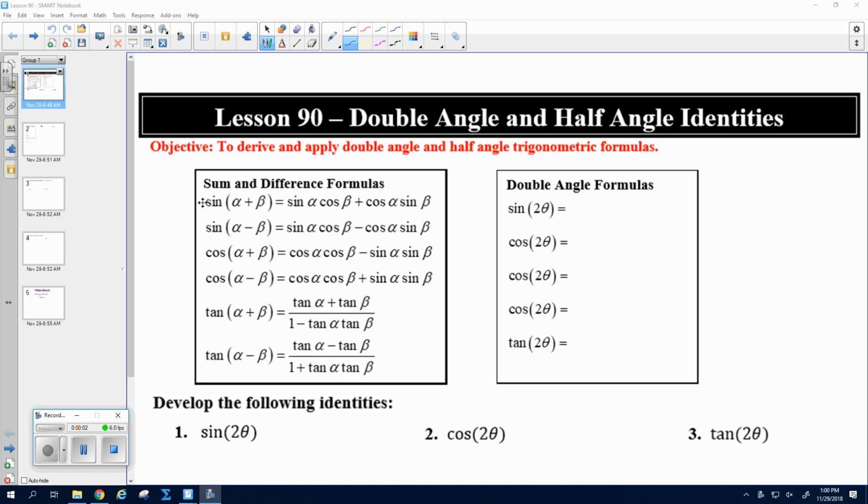This one? You should know for the test tomorrow. Even the tangents. So let's kind of look at these.